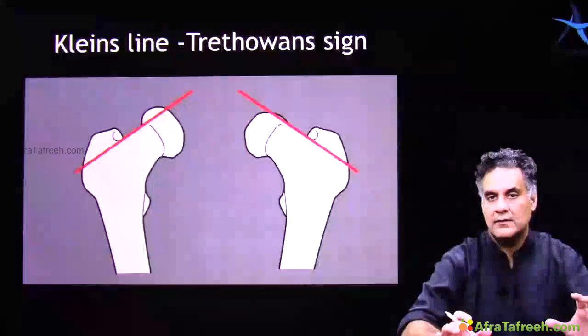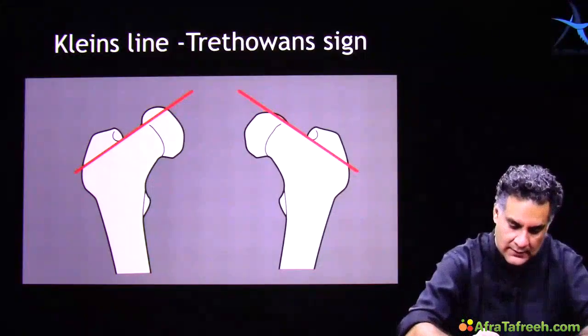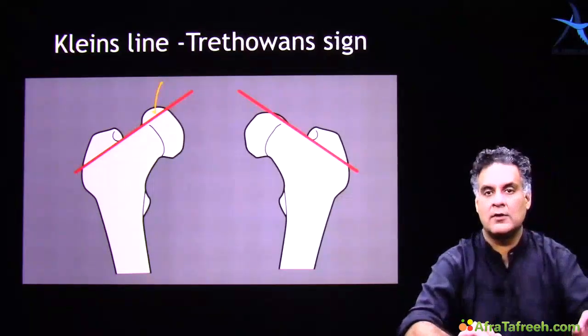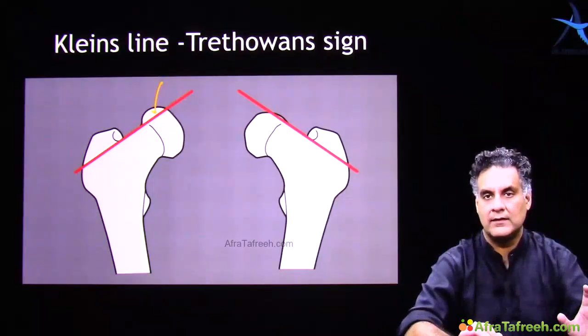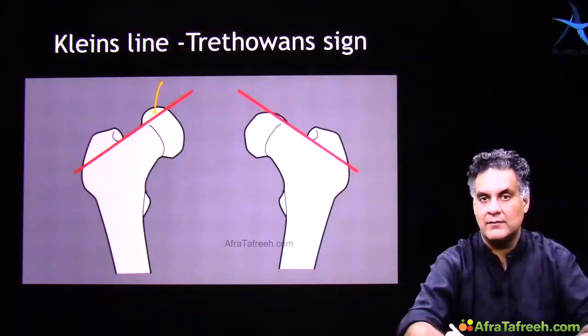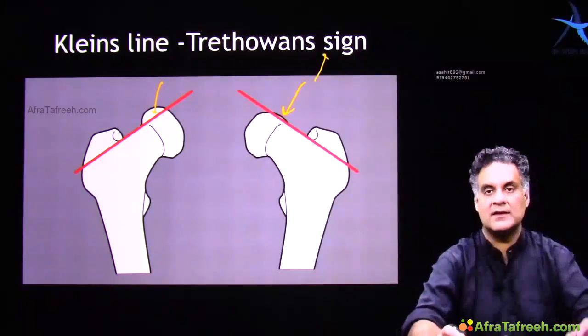Treatment, identify and diagnose early. If you draw a line over the neck of femur, it will cut a part of the head called as normal Klein's line. When you draw the same Klein's line where the movement has occurred, the metaphysis has moved and the epiphysis is at a different place, there is nothing above it. It's called as Trethowan sign.